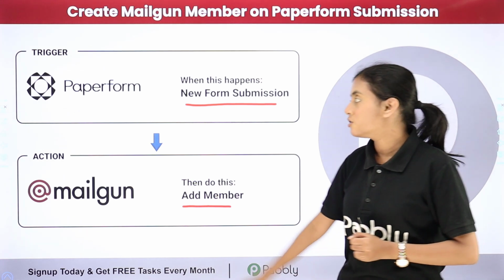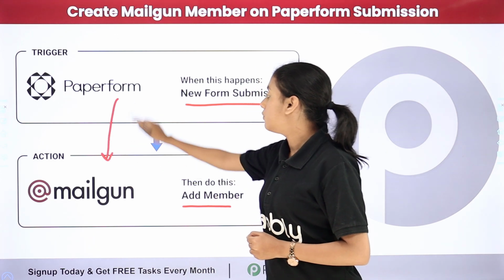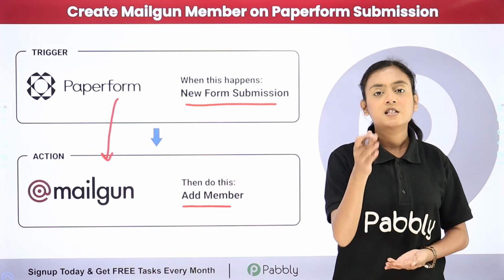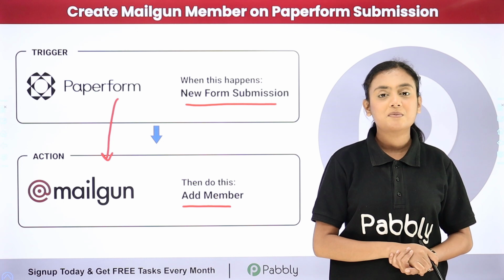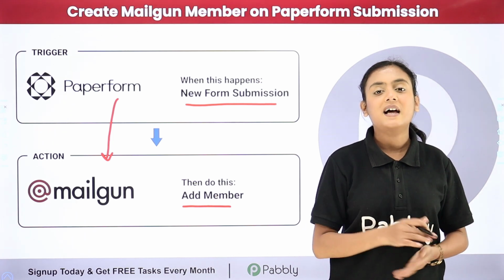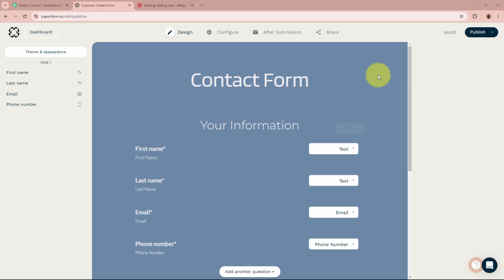And here in this automation, I'm going to build a connection between Paperform and Mailgun with the help of it. So if you also want to learn about this amazing automation process step by step, for that let me take you to my screen. In this video, we're going to learn how to create a Mailgun member on Paperform submission.